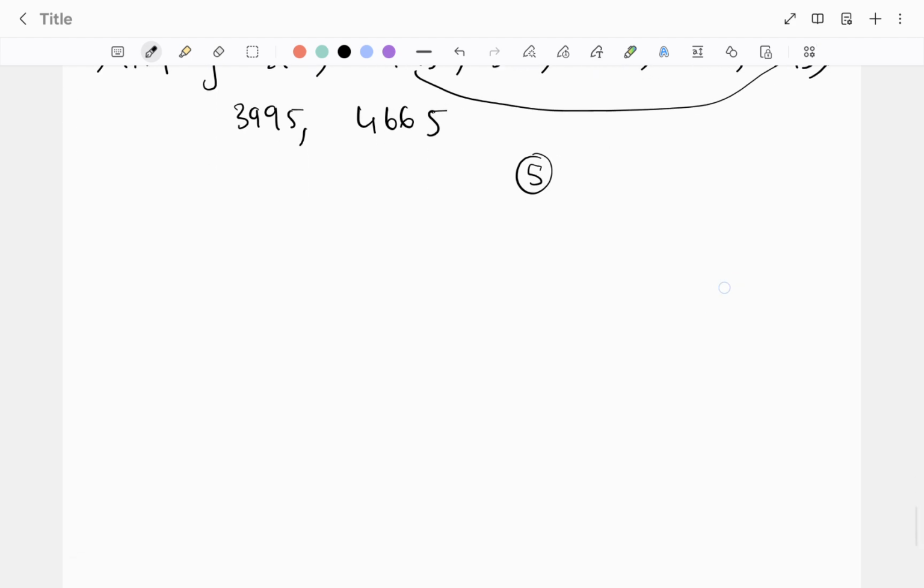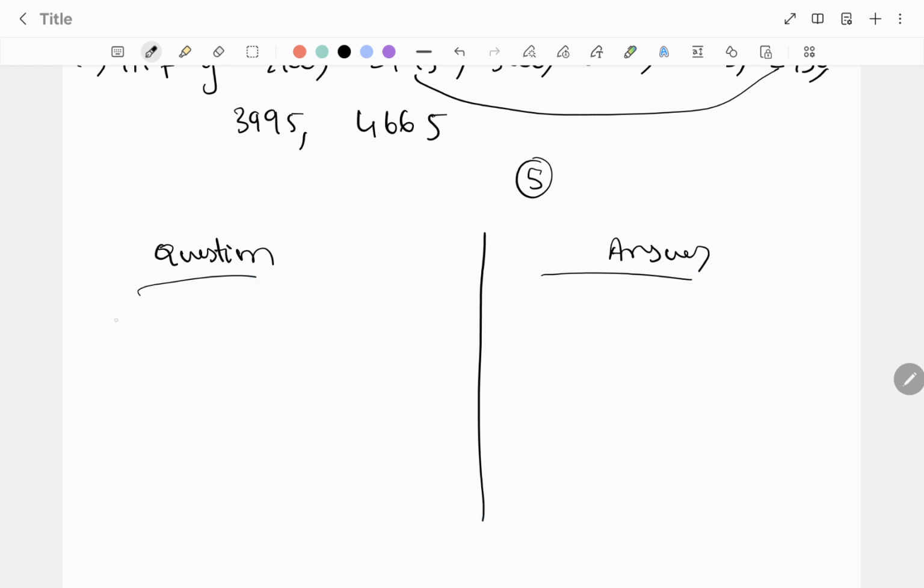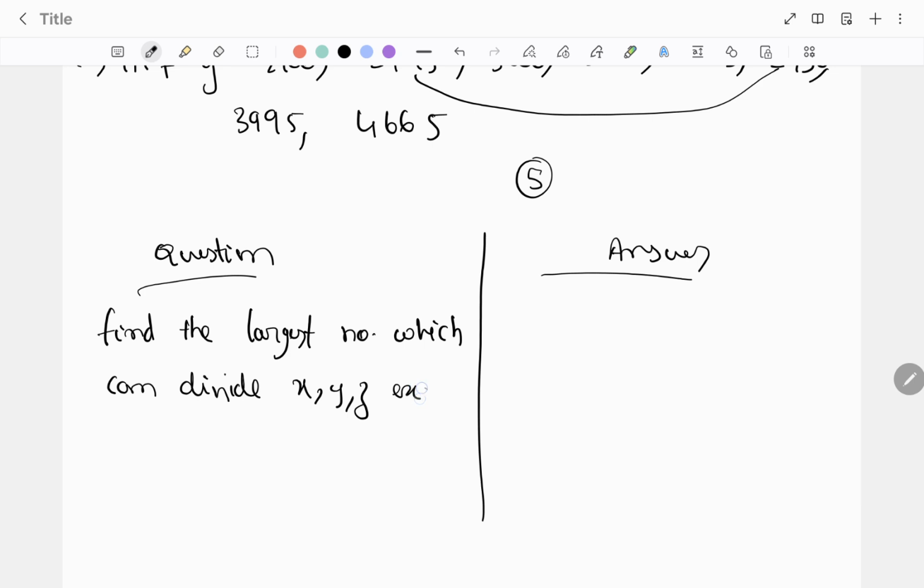As we have seen question types and answer types for LCM, also for HCF. What can be the question and what should be the answer? Find the largest number which can divide x, y, z exactly. First one, HCF of x, y, z.